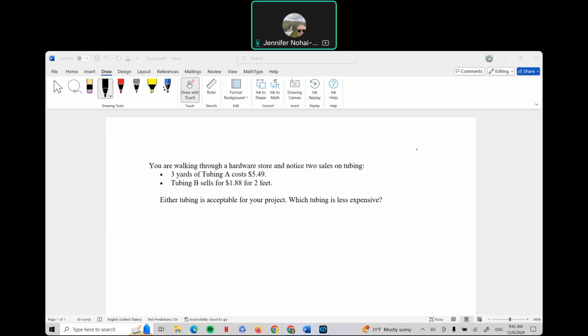You're walking through a hardware store and notice two sales on tubing. 3 yards of tubing A cost $5.49. Tubing B sells for $1.88 for 2 feet. Either tubing is acceptable for your project. Which tubing is less expensive? So we want to do the unit price on both of these.